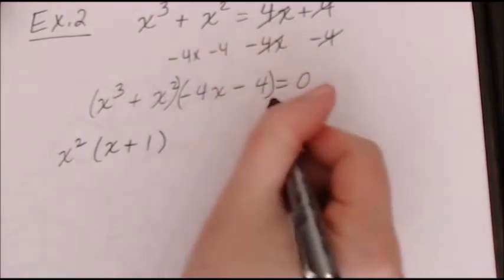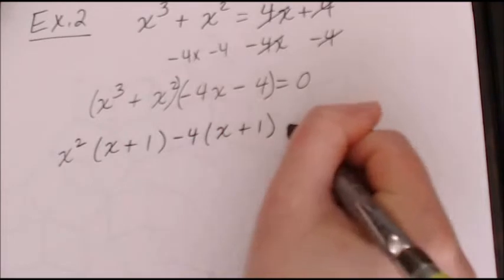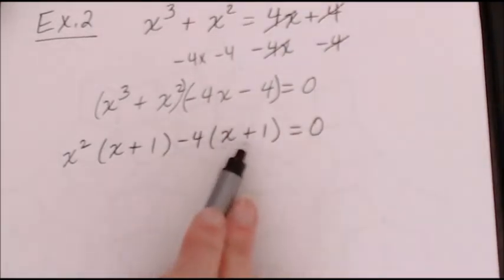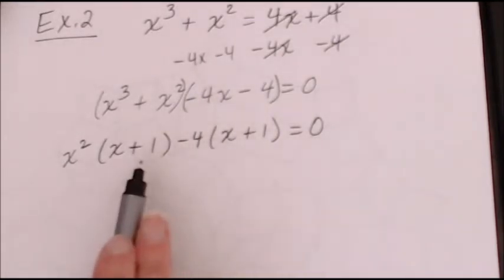Take out the negative 4 from the second two, and remember when you group factor, what's in the parentheses has to match, and it does. If I take out a negative 4, I have to multiply it by x plus 1 to get negative 4x minus 4. That matches the original x plus 1 I had.